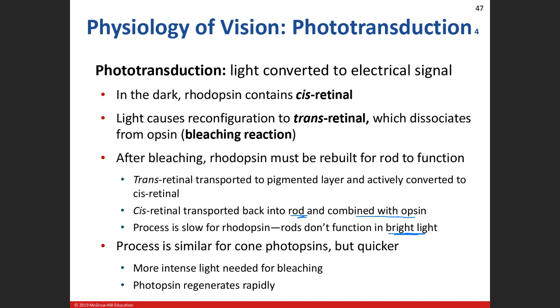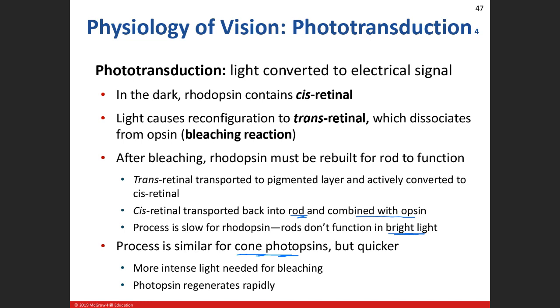So you're going to have this bleaching effect, except in rods, because they're more sensitive to light, because they're best equipped to work in dim light. This bleaching reaction takes a while. It can take up to 20 minutes. The same thing happens in cones with their photopsins, but it doesn't last as long. Cones are much better suited for what we consider bright light.